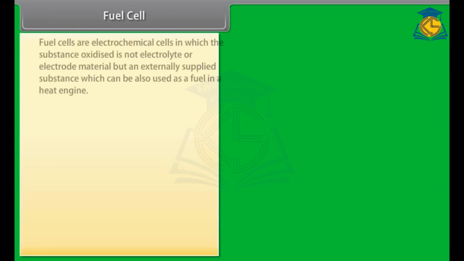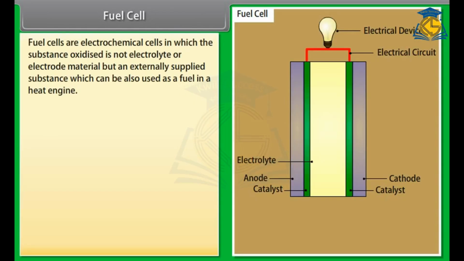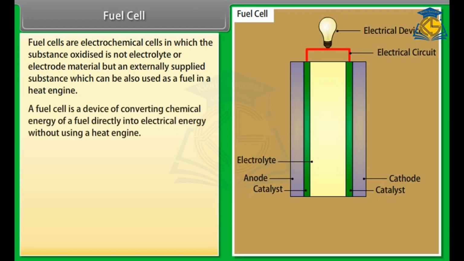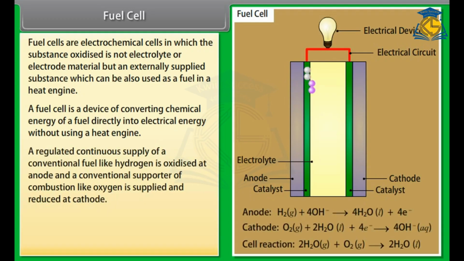Fuel cell. Fuel cells are electrochemical cells in which the substance oxidized is not electrolyte or electrode material, but an externally supplied substance, which can also be used as a fuel in a heat engine. A fuel cell is a device for converting chemical energy of a fuel directly into electrical energy without using a heat engine. A regulated continuous supply of a conventional fuel like hydrogen is oxidized at anode, and a supporter of combustion like oxygen is supplied and reduced at cathode.